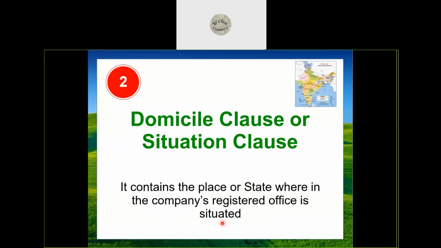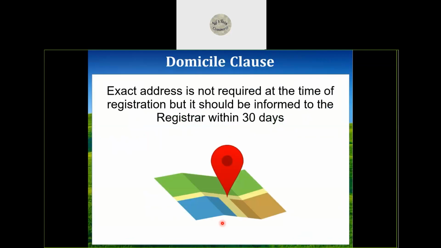Now, the second one is the situation clause or domicile clause. Situation clause means कंपनी को उसमें लिखना होगा कि हमारा रजिस्टर्ड ऑफिस किस जगह पर है, किस प्लेस पर है. It contains the place or state wherein the company's registered office is situated. कंपनी ने जो ऑफिस रजिस्टर करा हुआ है, जो एड्रेस रजिस्टर करा हुआ है, उस जगह का हमें नाम लिखना होता है सिचुएशन क्लॉज में. Exact address is not required at the time of registration, but it should be informed to the registrar within 30 days. 30 days के अंदर अंदर हमें exact address दे देना.